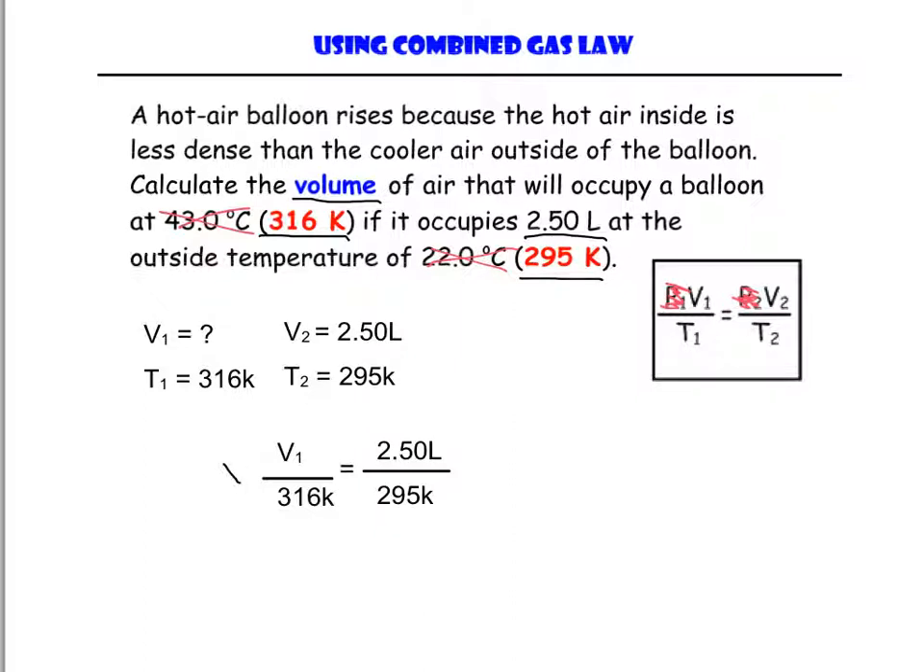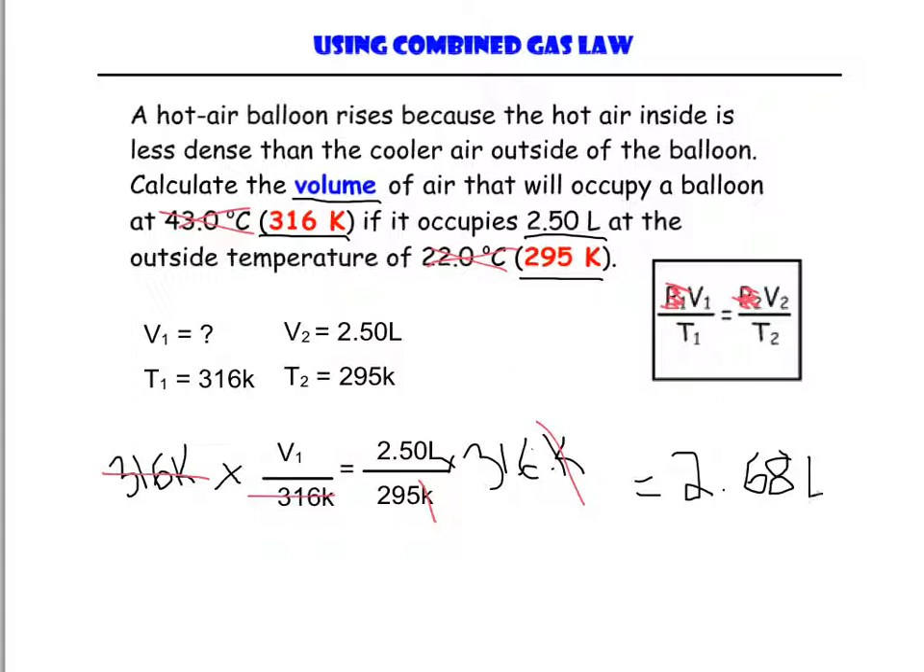So we are going to multiply both sides by 316 Kelvin, because whatever we do, if we want to cancel something out on the bottom, we need to put it on top. So our 316 Kelvin cancels out on that side. Kelvin units cancel out here. And we take 2.5 times 316 divided by 295. And that will give us an answer equal to 2.68 liters, because the final unit we are left with is liters.